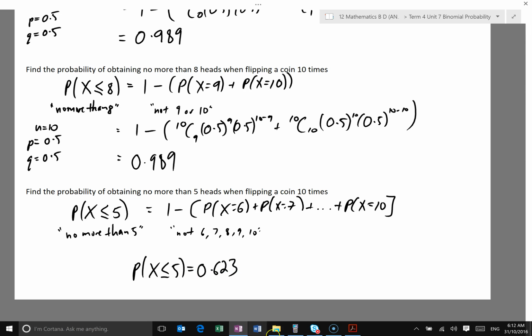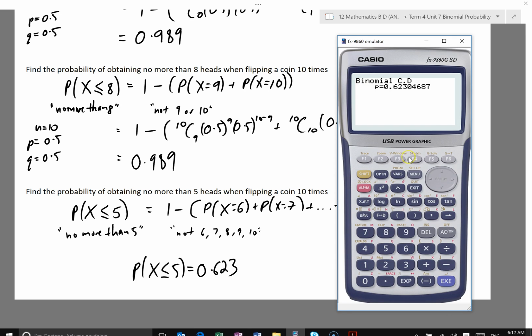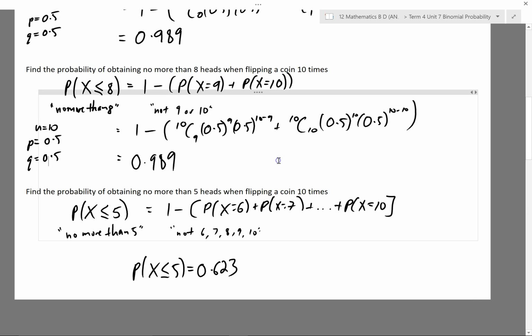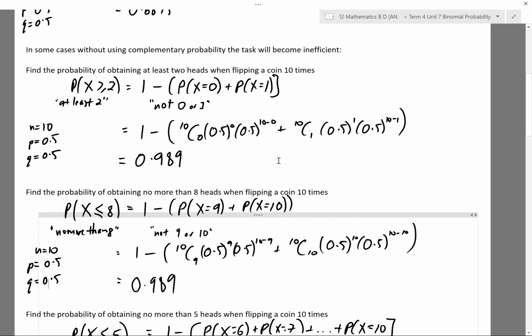Key thing to note with this graphics calculator is that whatever you put in this x column is x is less than or equal to that value. You can't put greater than or equal to or anything like that. Always just less than or equal to. So it's really important that you note that.